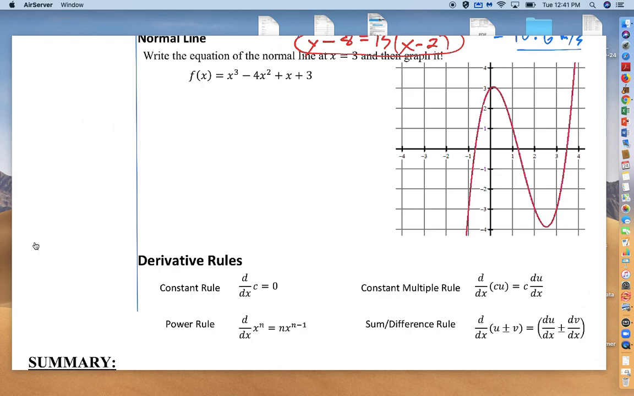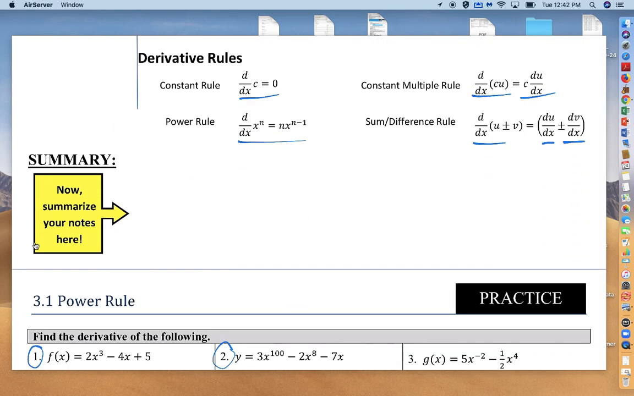Derivative rules, we already know those. Basically, the derivative of a constant is 0. Here's the power rule. If you take the derivative of a constant times a variable, it's just that constant by itself. And then the sum or difference rule is when you're deriving things that are added together, you can just take the derivative of each separately. And it looks kind of fancy down below.